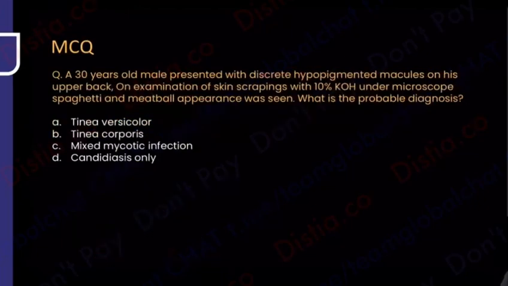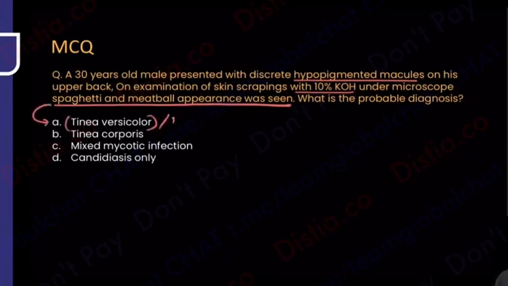Here you have another type of the same one. Here you have a young male, a 30-year-old male who's come to you with hypopigmented macules on the upper back. On examination of the skin scrapings with 10% KOH under the microscope, spaghetti and meatball appearance was seen. Now, as soon as I see the spaghetti and meatball appearance, I know I'm dealing with tinea versicolor, or in other words, Malassezia furfur. That is very important that you have to know. Okay, let's move on to another question.